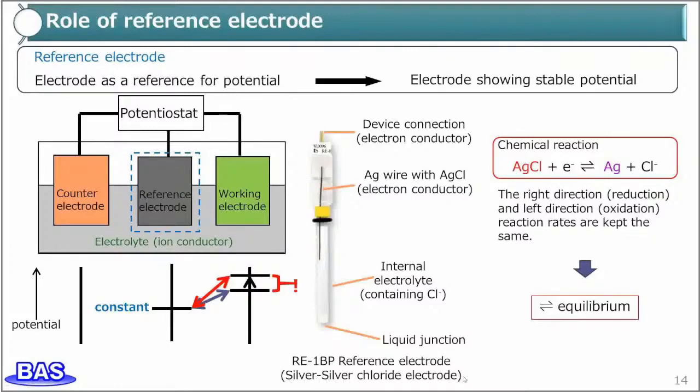Here is a picture of an example of a reference electrode. This is the silver chloride electrode. At the top is a metal terminal for connecting to the potentiostat. Below, there is a silver wire, which is covered by silver chloride. The internal solution contains chloride ions, and this kind of chemical reaction equilibrium maintains a stable electric potential.